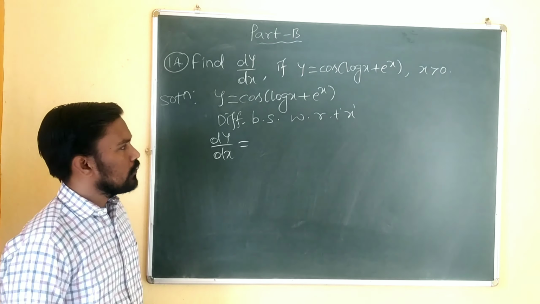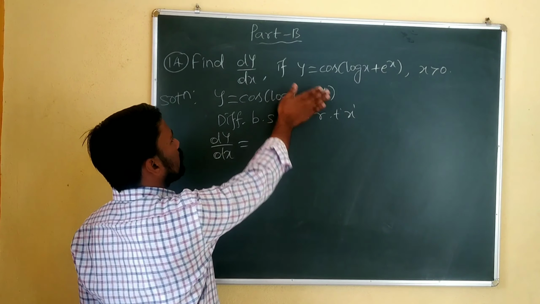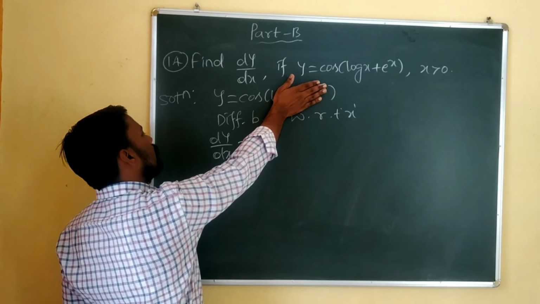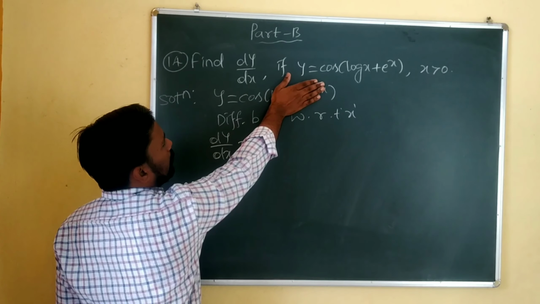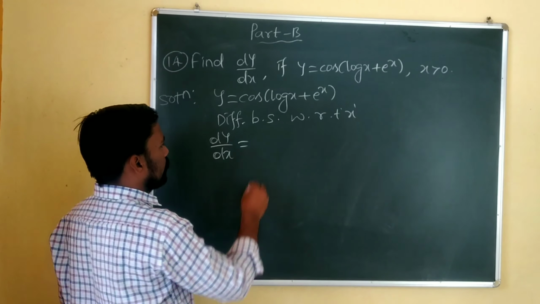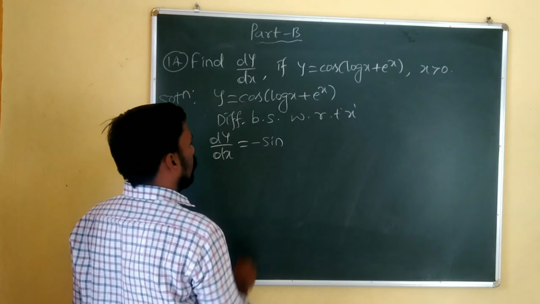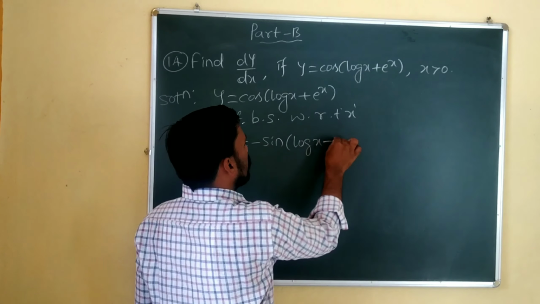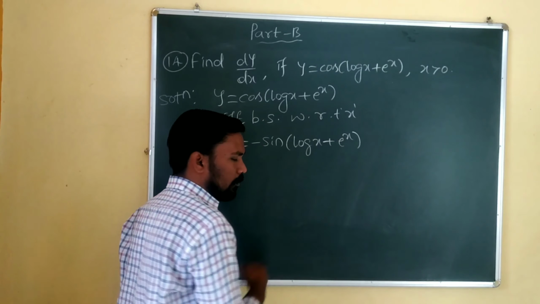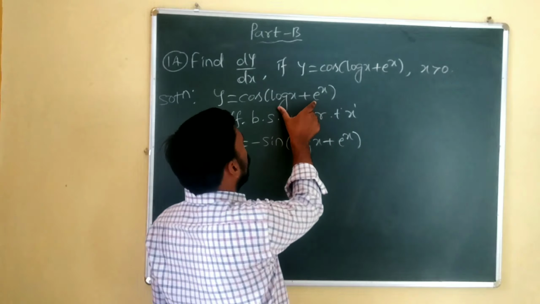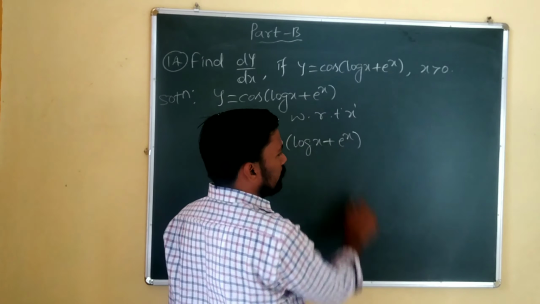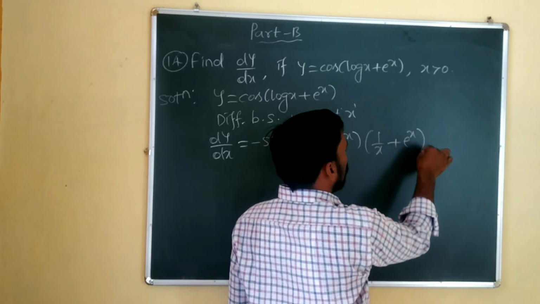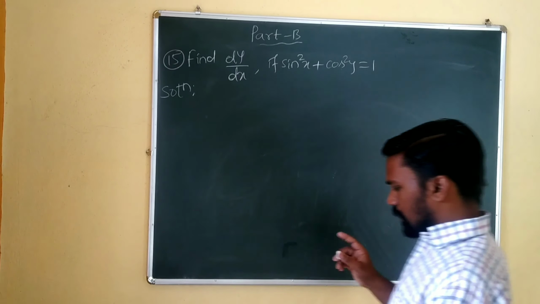It is a composite function, so use chain rule. For the time being, you treat this function as simply x, whatever the function within the brackets. So derivative of cos x is minus sin x. So minus sine of log x plus e to the power of x. Now apply chain rule and take the derivative of the function inside the bracket. Derivative of log x is 1 by x. Derivative of e raised to x is e raised to x. See the next question, number 15.